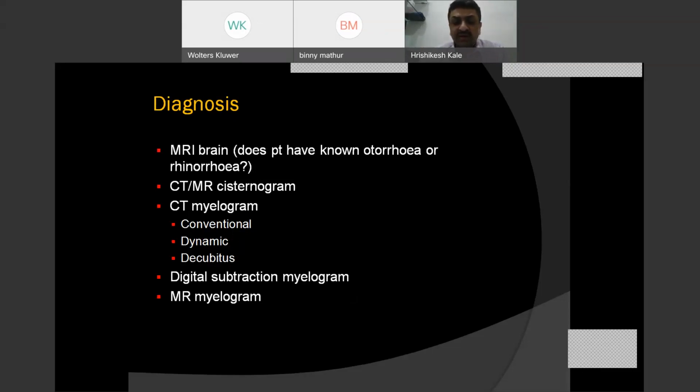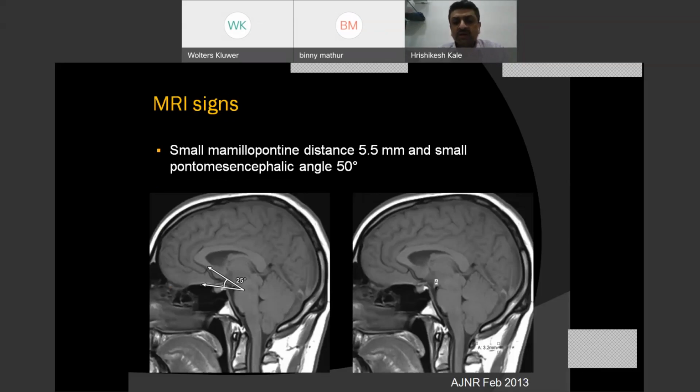So this is the typical way in which you can go about trying to evaluate SIH. There are various signs for evaluating SIH, but two signs which have been found to be the most sensitive and specific include a small mammillopontine angle of less than 5.5 millimeters and a small pontomesencephalic angle of less than 50 degrees.